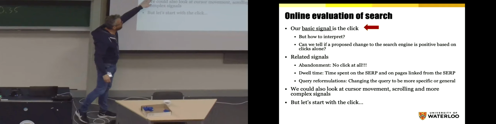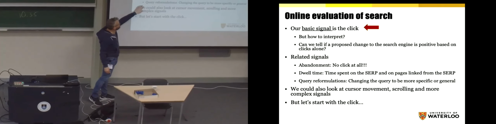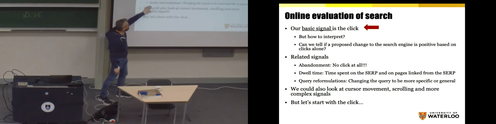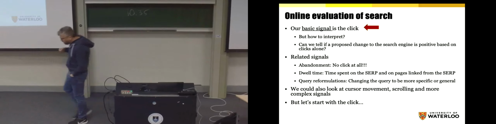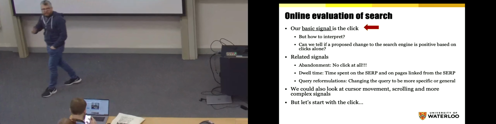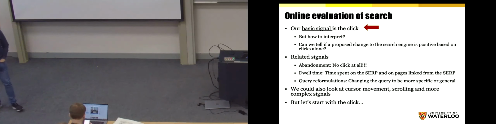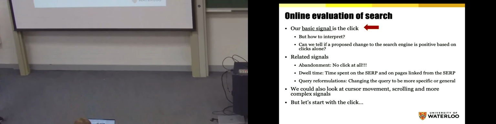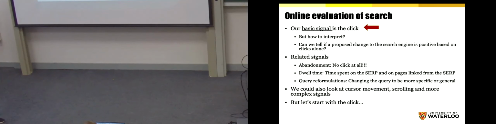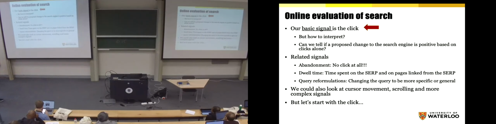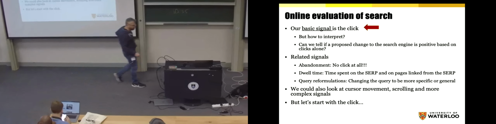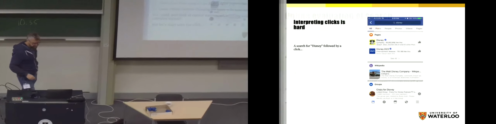How long they spend looking at results and pages linked from the results. This is a very important thing. If they change the query, that often means that it's bad, that they didn't see what they were looking for, and so they had to change their query to make it better. But it might also mean that they saw what they were looking for and said, oh, what I really want is this other thing, right? So it might be good, it might be bad. It's very, very hard to tell. There's a lot of very complex signals we can look at, but I'm going to start talking about the clicks, okay?